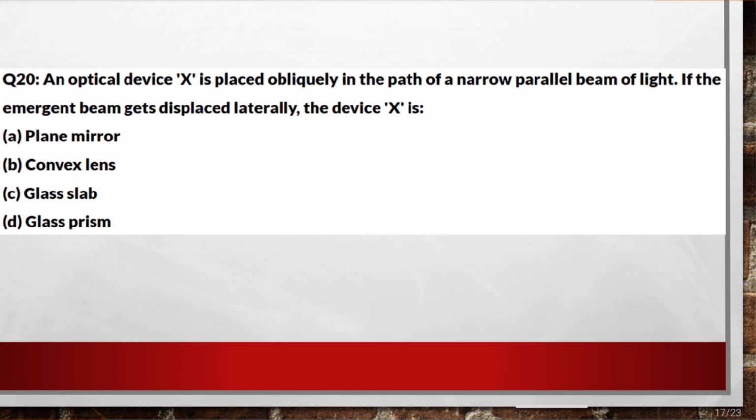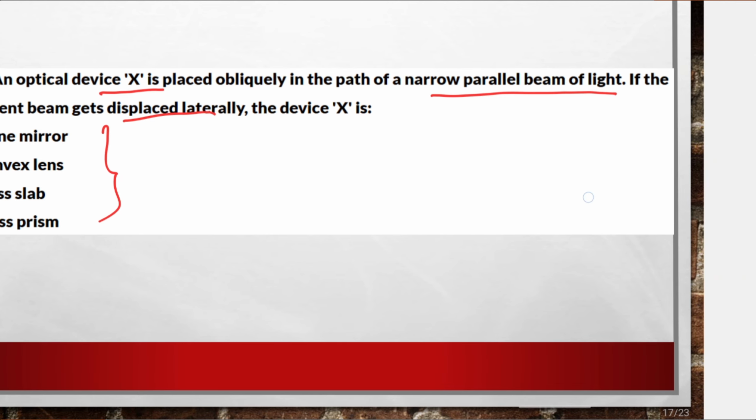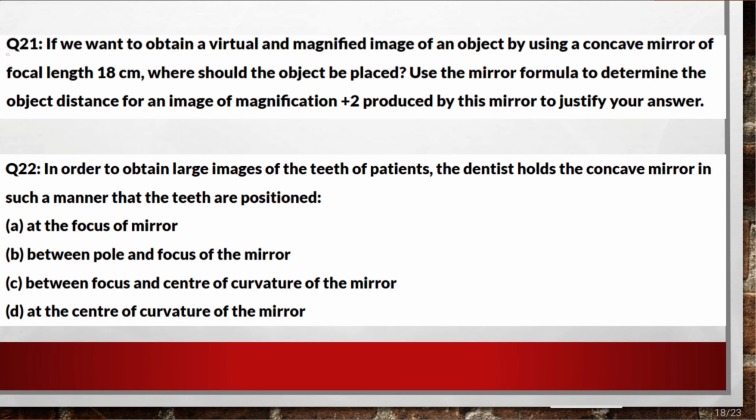Next, an optical device X is placed obliquely in the path of a narrow parallel beam of light. If the emergent ray gets displaced laterally, the device X is. So you need to choose the correct option. It's an MCQ.